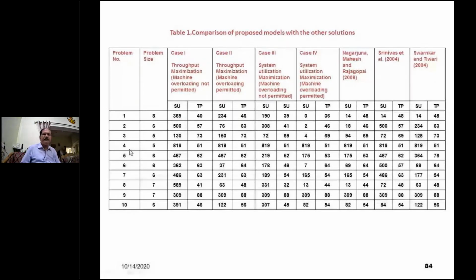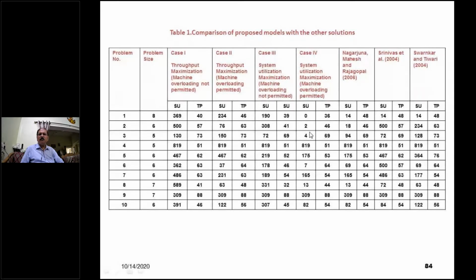A 10 benchmark problems of different sizes have been solved considering different cases. Case 1: throughput maximization, machine overloading not permitted. Case 2: throughput maximization, machine overloading permitted. Case 3. Different cases have been solved and compared with the existing results. SU is the system utilization, TP is the throughput.